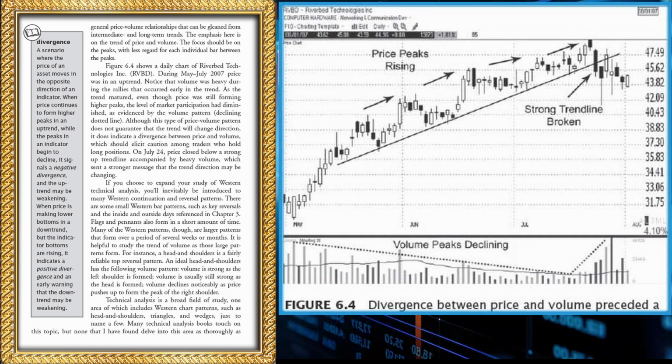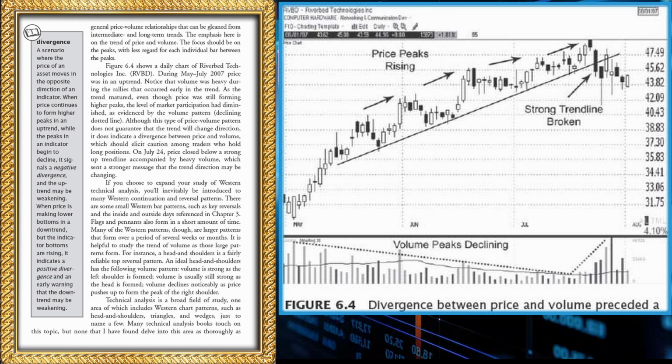Figure 6.4 shows a daily chart of Riverbed Technologies Inc. (RVBD). During May to July 2007, price was in an uptrend. Notice that volume was heavy during the rallies that occurred early in the trend. As the trend matured, even though price was still forming higher peaks, the level of market participation had diminished, as evidenced by the volume pattern, declining dotted line.